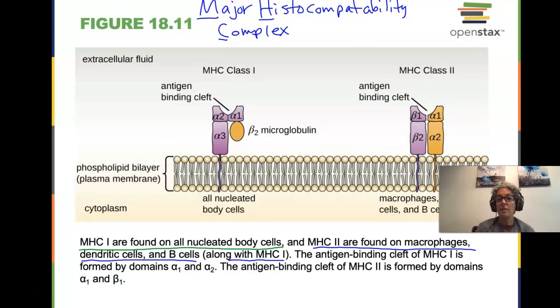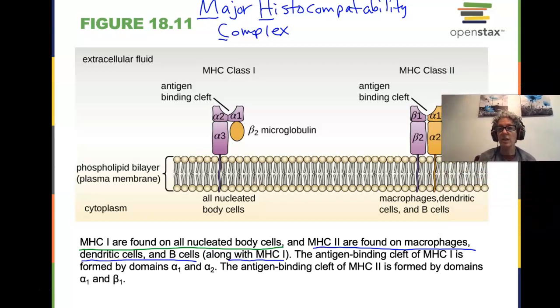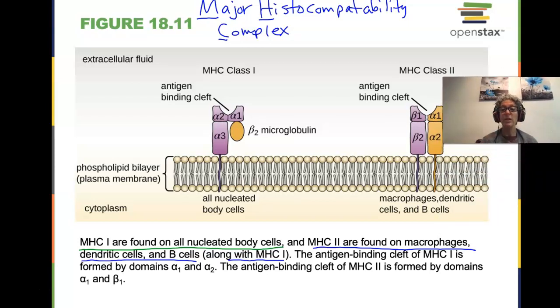We saw the MHC in our innate immunity because all of our nucleated cells have that MHC class 1. That's one of the signals that says it is self, so that our natural killer cells can recognize MHC1 and know that is a cell that is belonging.